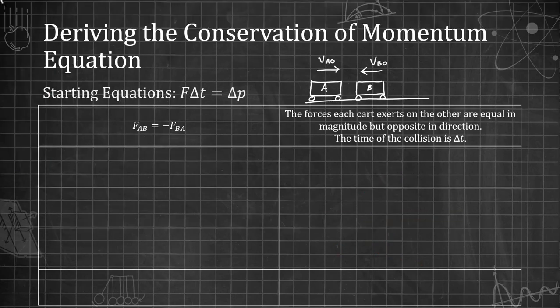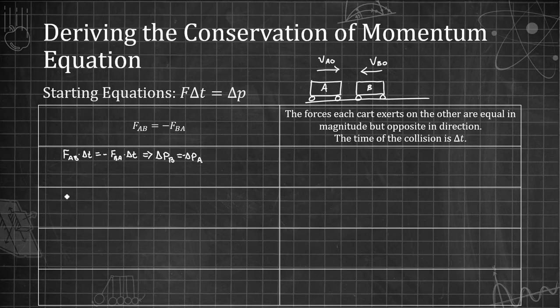Since the forces on each object are equal and opposite, and the time of the collision is the same, the product of the force multiplied by the time is equal and opposite as well. This is basically saying that the impulse of object A is equal to negative the impulse of object B, which is the same as saying the change in momentum of object A equals negative the change in momentum of object B.